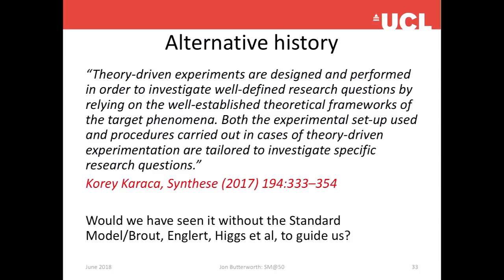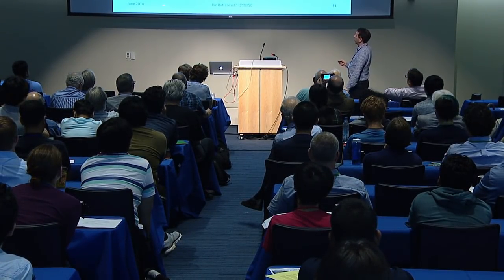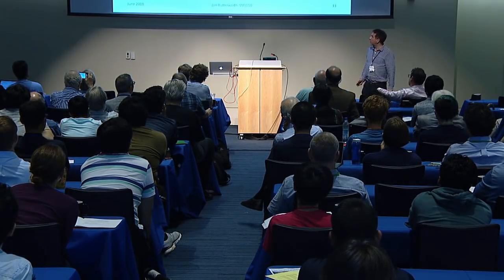This is something I don't tend to read philosophy papers, I'm afraid, but I did look at this one and I thought it's a question I've asked myself. Theory-driven experiments designed and performed in order to investigate well-defined research questions. Now, whether or not the Higgs is there is a pretty well-defined research question. It's defined by the work of many people in this room, as the standard model is such a well-defined theory, you can pose that. So the question I like: would we have seen it without the standard model, and more specifically without the work of Brout, Englert and Higgs et al., to actually define the question that way?